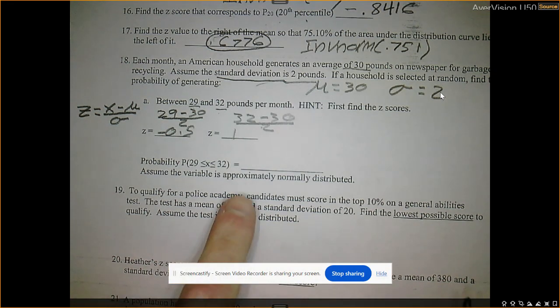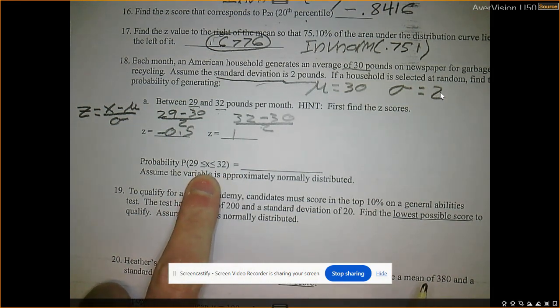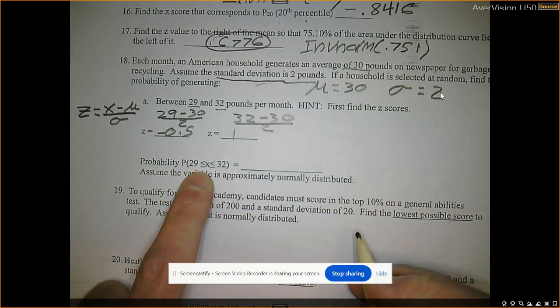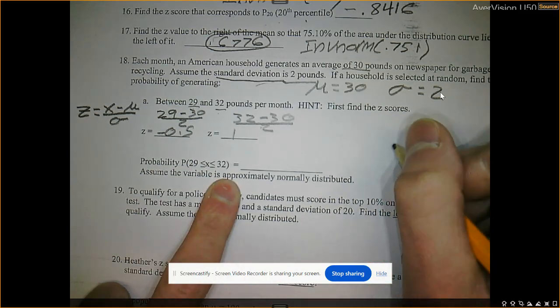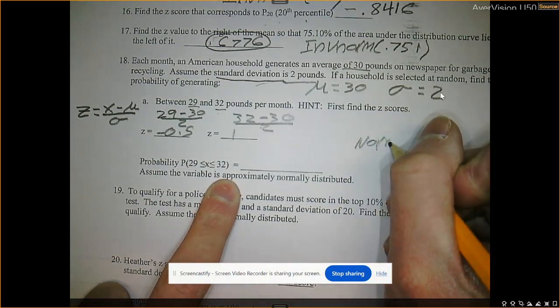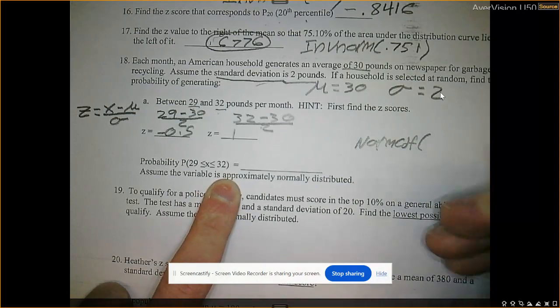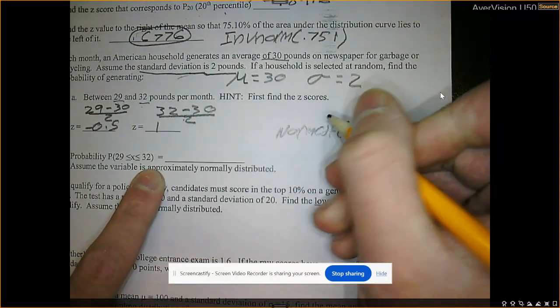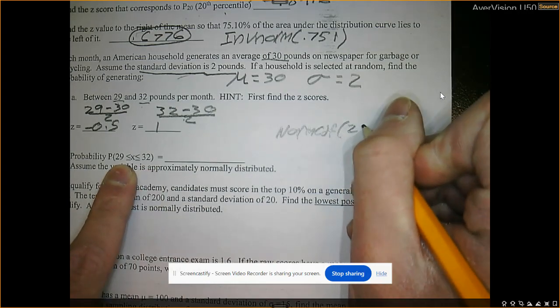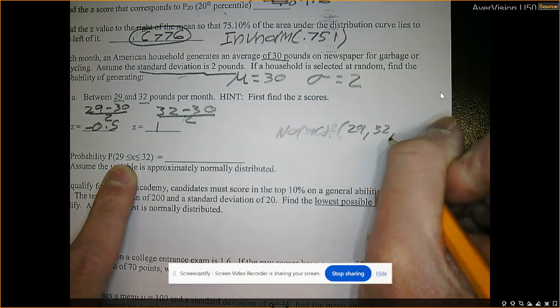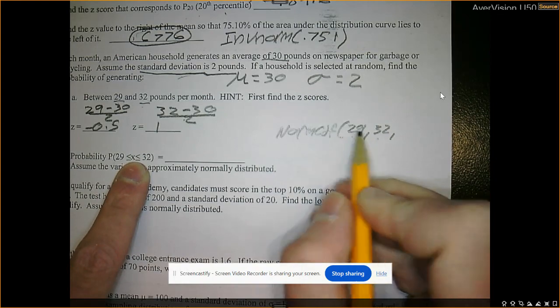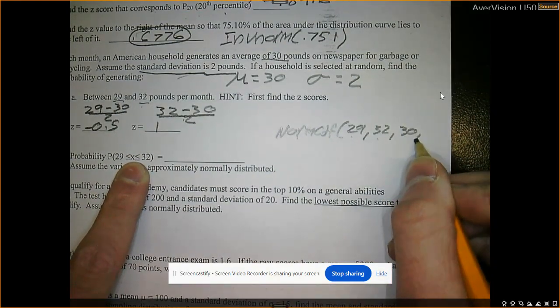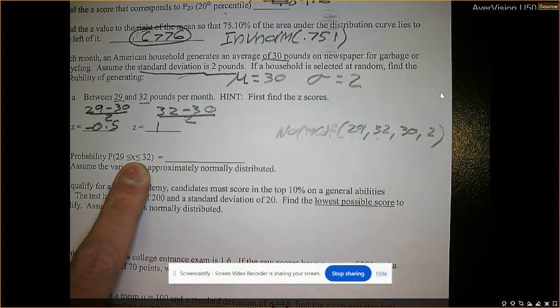Okay, now in order to find this probability here, you have a couple options actually. You can use the raw scores of 29 and 32, so that's the first route you could go. And you could say I'm going to do normalcdf of lower bound, upper bound, mu, sigma. So my lower bound in this case would be 29, my upper bound would be 32, and then if I'm using these raw scores, those raw scores have a mean of 30 and a standard deviation of 2. That's one option that you could put in your calculator.